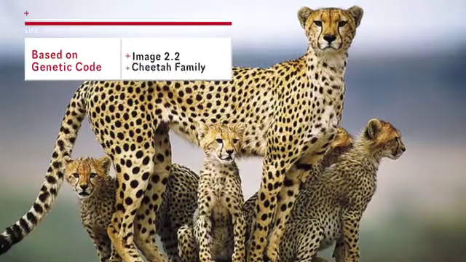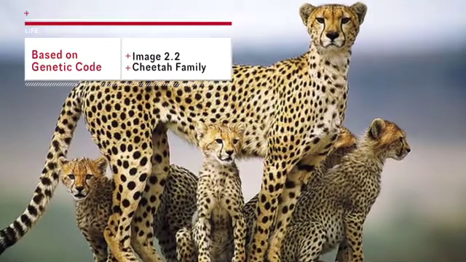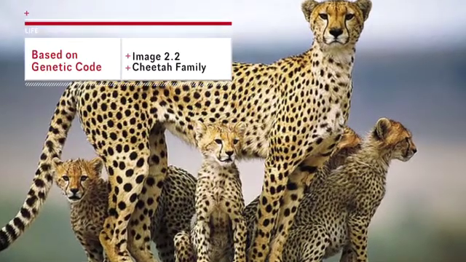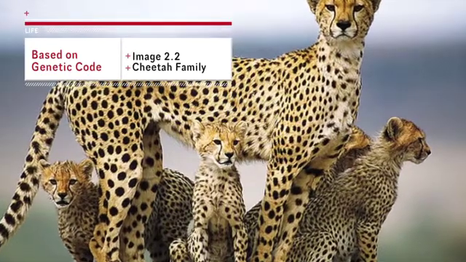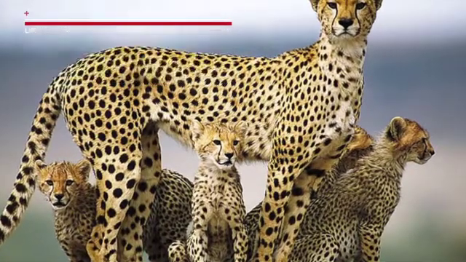This image of a cheetah with her cubs represents organisms based on genetic code. Genetic code functions as a blueprint for an organism, ensuring that offspring look similar to their parents.